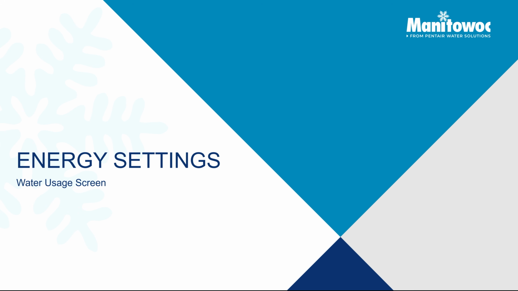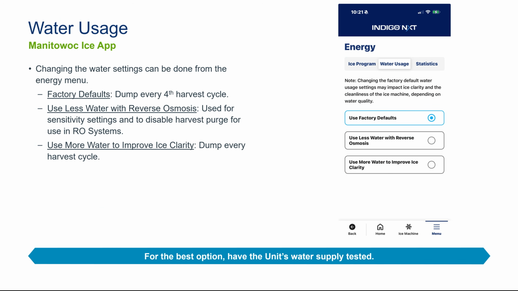Still on our energy settings, and we're going to talk about the water usage screen. We have three options once we're in water. You can use factory defaults, which will dump every fourth harvest cycle. You can choose to use less water with reverse osmosis. This is for sensitivity and to disable harvest purge in RO systems. Reverse osmosis water is usually pretty expensive to set up. You don't want to be dumping that water out of the ice machine.